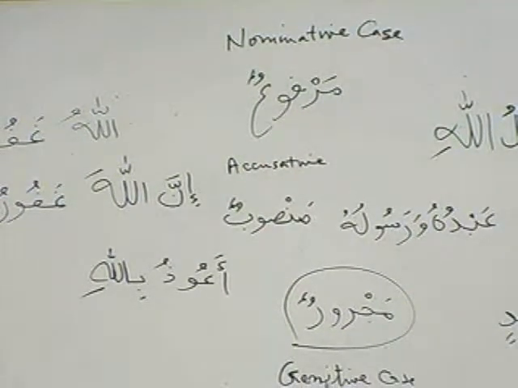Okay, brothers and sisters? So today you must memorize marfu, mansub, and majrur. We will repeat it every day. And this thing will stay with you all the time when you are reading Quran. It is in the back of your mind that the nouns can be marfu, according to the function it performs. It can be mansub or it can be majrur.